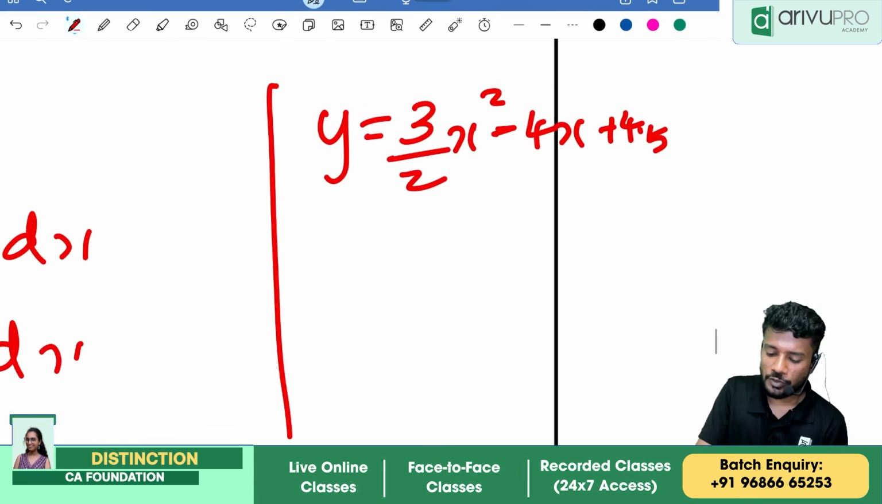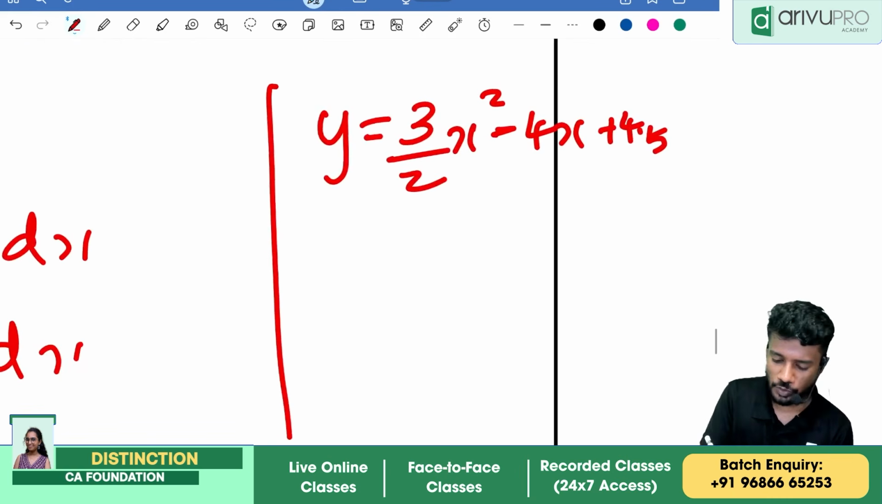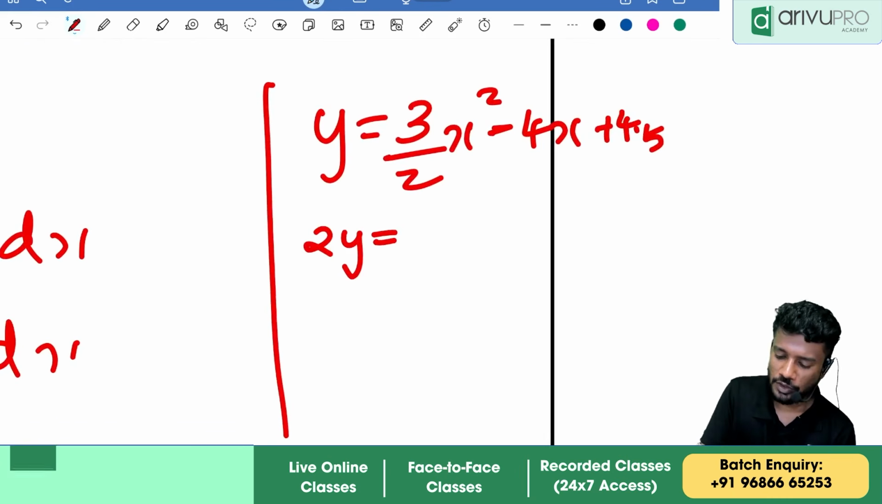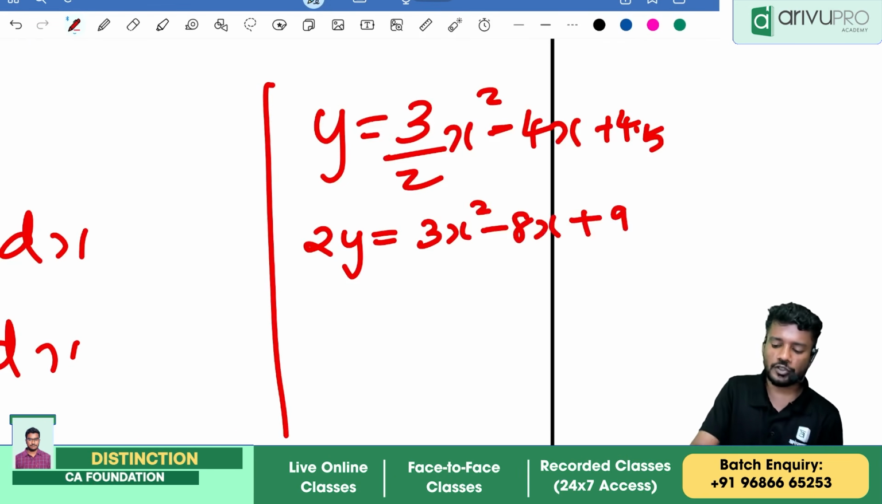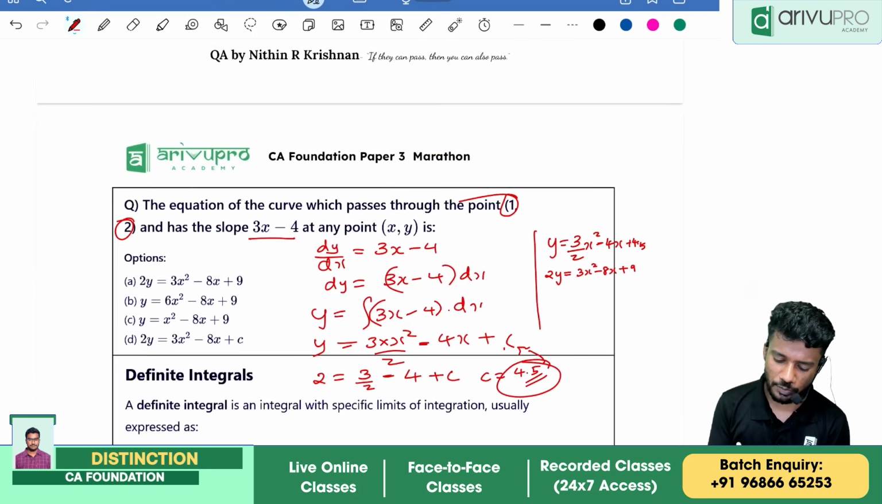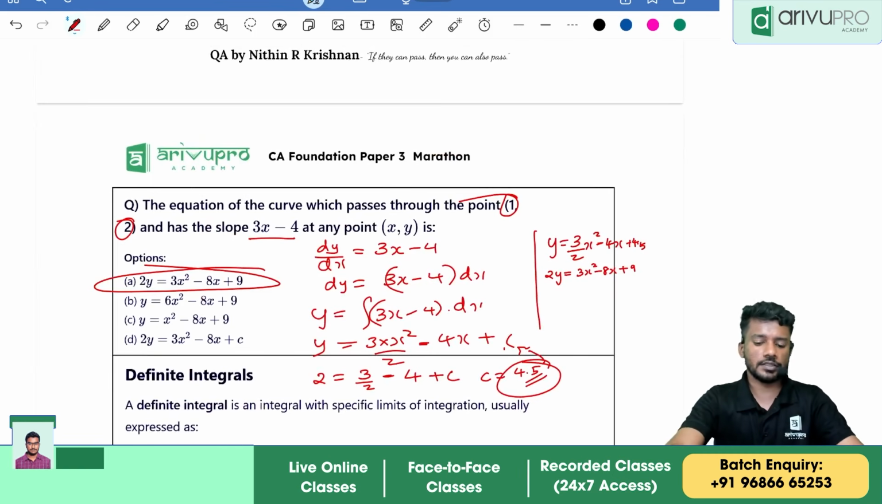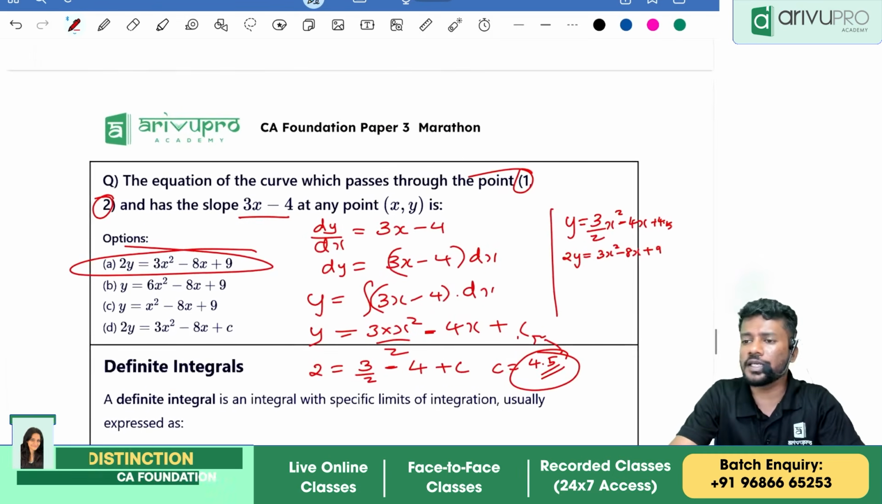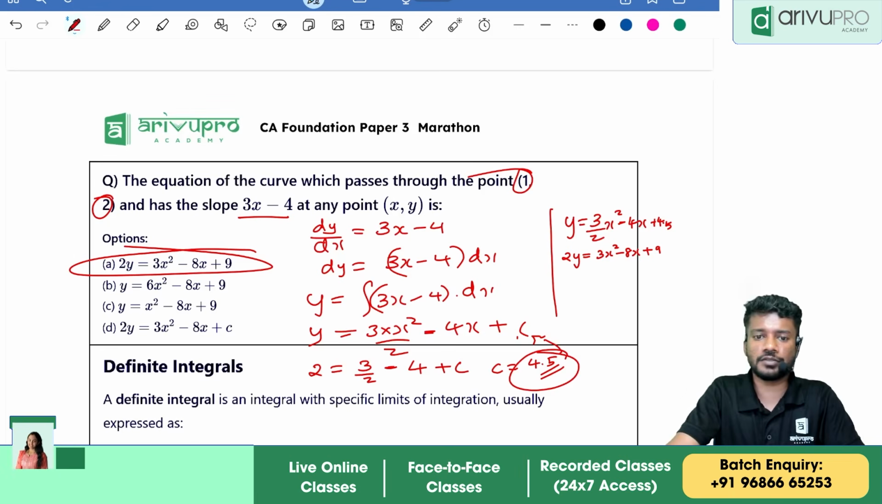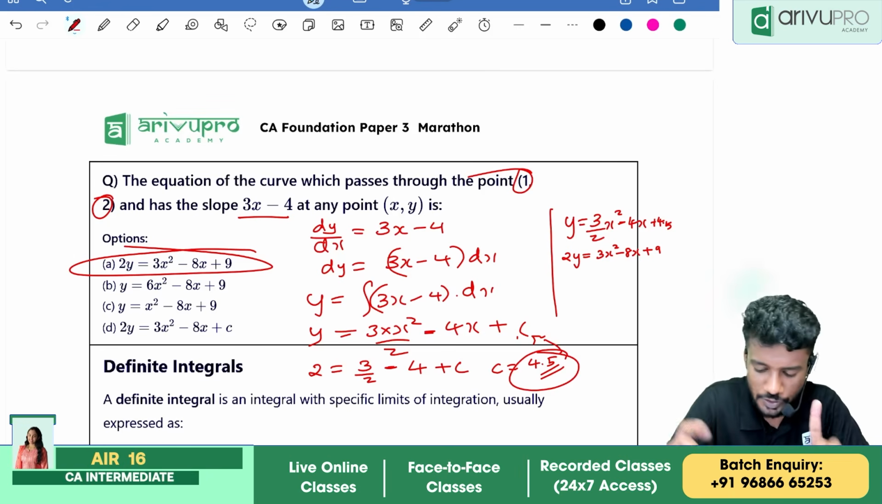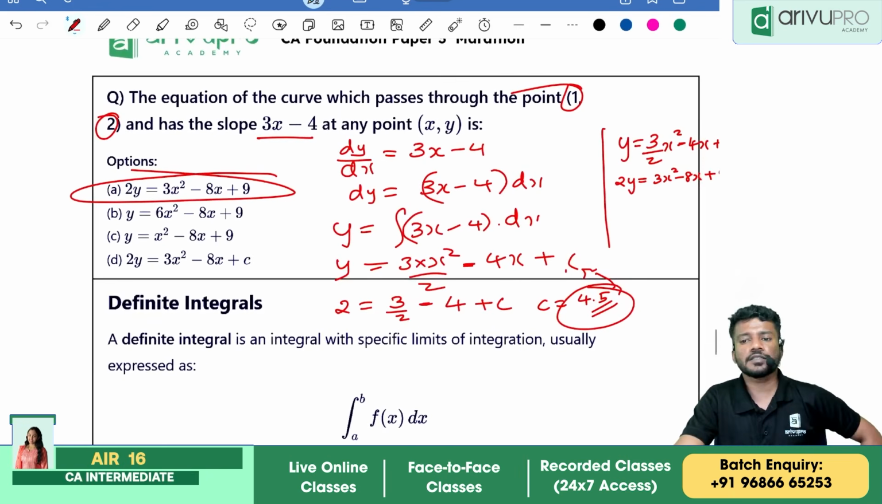Now we need to remove this 2 from everywhere. How can you do it? Multiply both sides with 2. That means 2y is equal to 3x square minus 8x plus 4.5 into 2 is 9. What is the answer? Option A is your answer. That's another way they can ask you the question. So it is connecting two topics. One is differentiation. Then they are connecting it to integration also. So two things are connected in the same question.